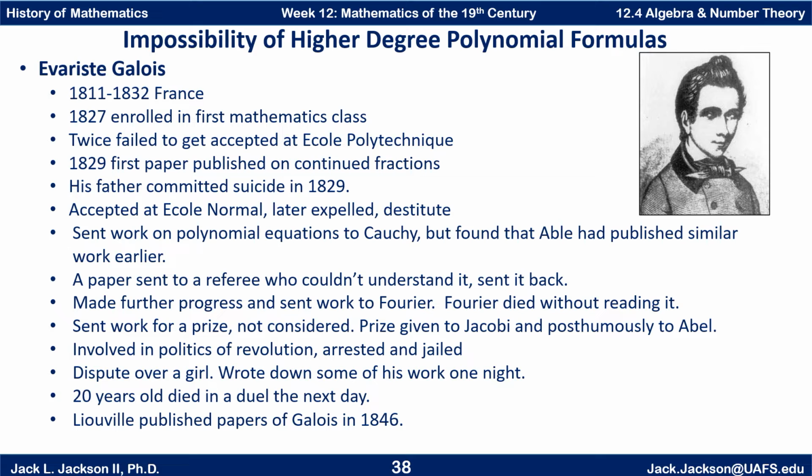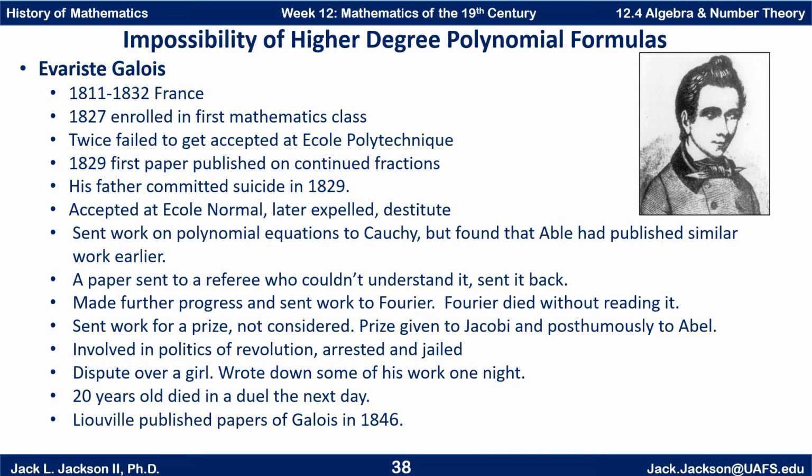This guy has the most incredible hard luck story that you could imagine. He twice failed to get accepted at École Polytechnique, which was the premier school, certainly in France, one of the premier schools in all of the world at that time for studying mathematics. This is during the period of the French Revolution. So at that time, you had a lot of great mathematicians teaching there, like Lagrange, for example. The first time he tried to get accepted, he probably just hadn't studied enough mathematics to get that.